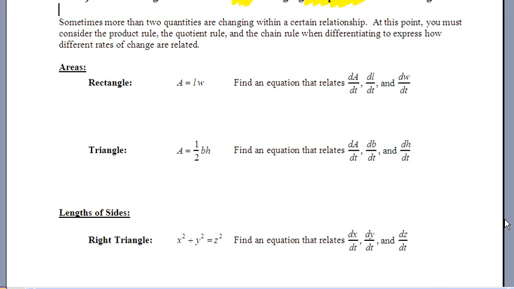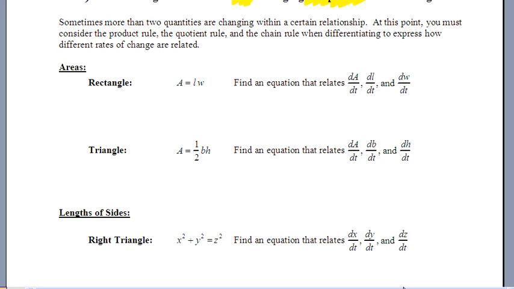A rectangle, the area is equal to length times width. Well, what happens if you've got a rectangle like this one and it's changing? Maybe the length is growing and maybe the width is growing too, but maybe not proportionally. Maybe the length is growing quite quickly and the width is growing just a little bit. Or maybe one is growing and the other one is shrinking. That can happen.